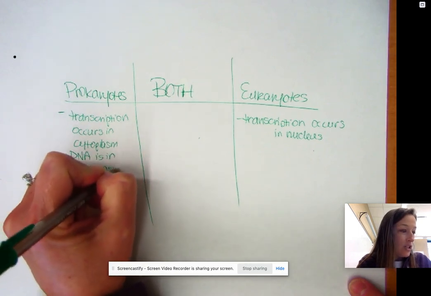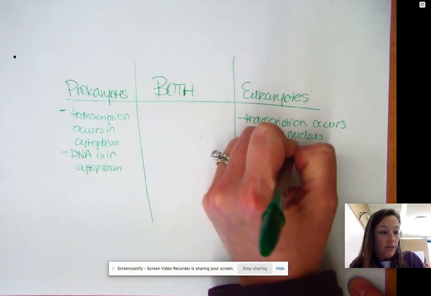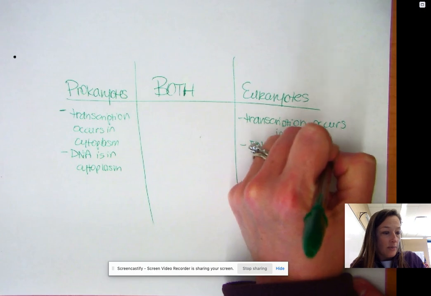It's not really a difference in gene expression, but it's a difference in the way that everything is located, the geography of the cell, so to speak.